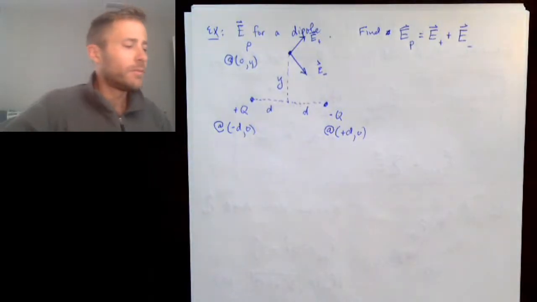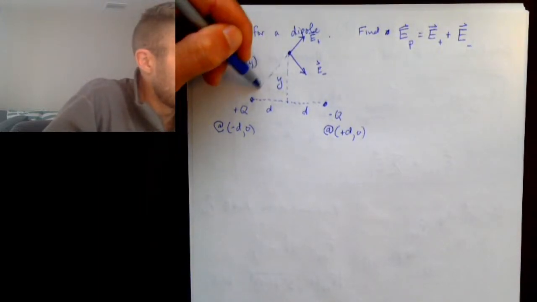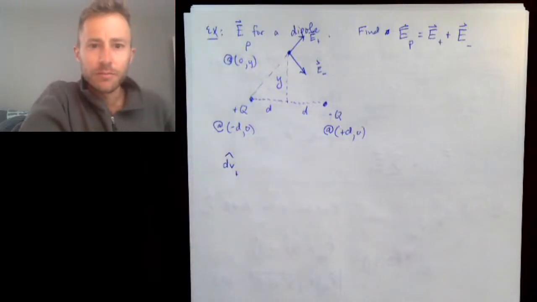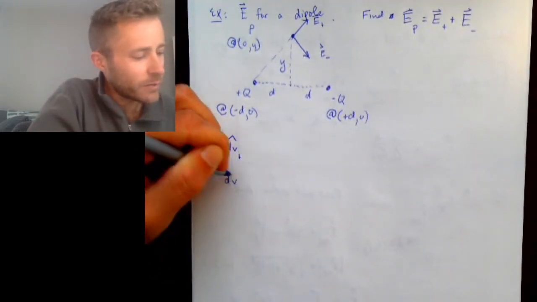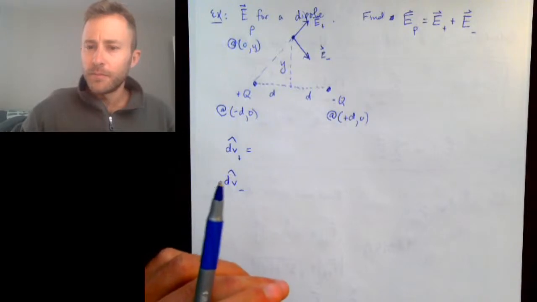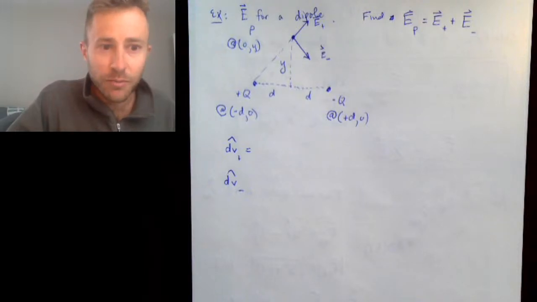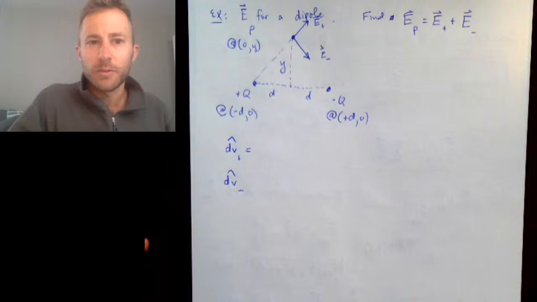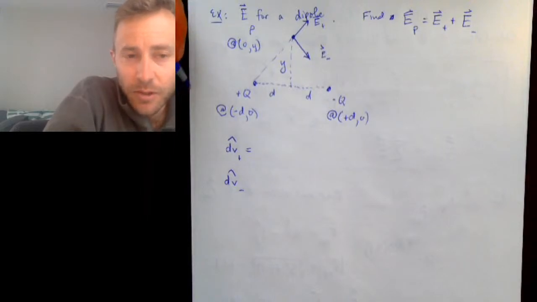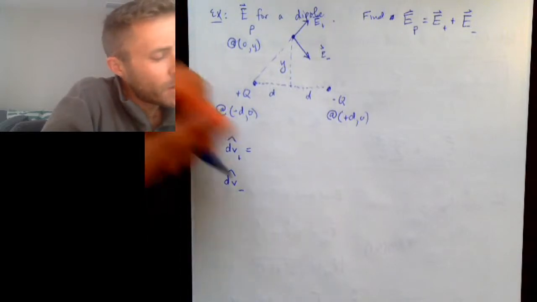Let's go ahead and find the direction vector for the positive charge and the direction vector for the negative charge. For the positive charge, there's a question in the chat. Let me read this. This is like when we found the magnitude of gravity with point mass. Yeah, it's very, very similar. In fact, the math is identical. The interpretation is different because it's electric fields instead of gravitational fields.